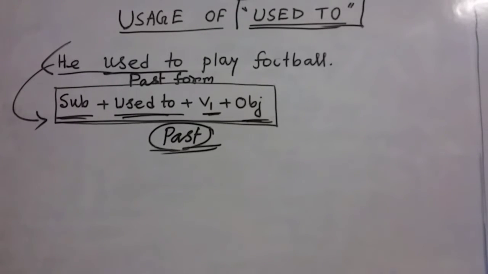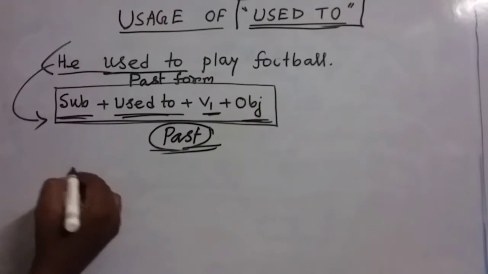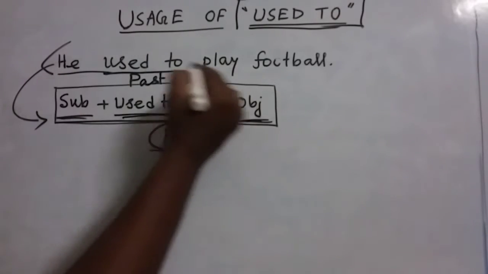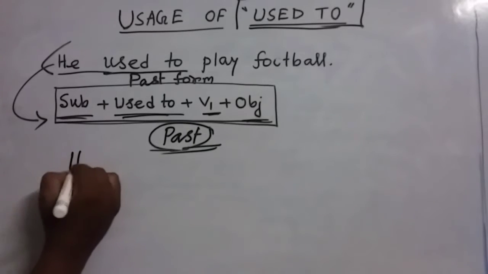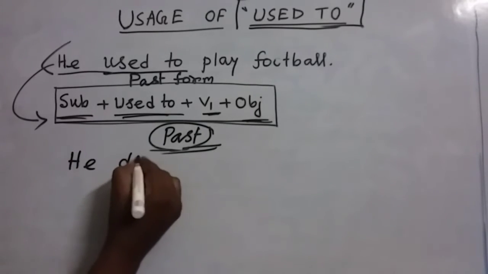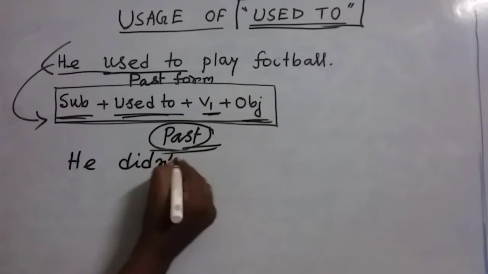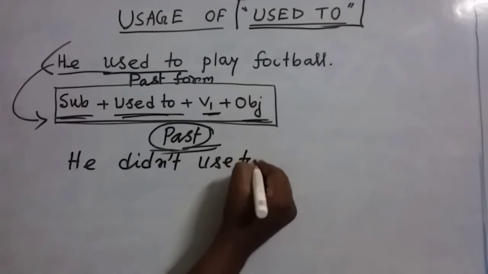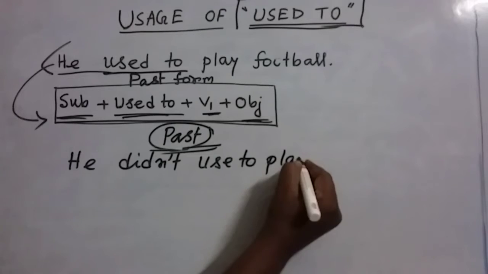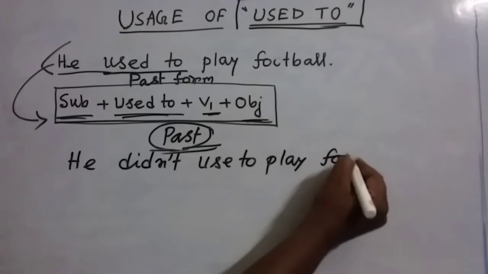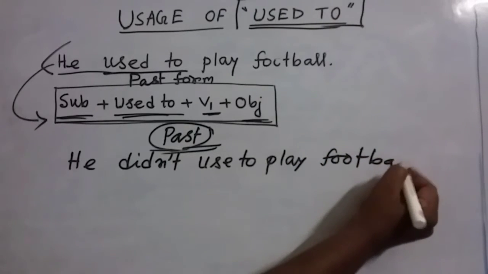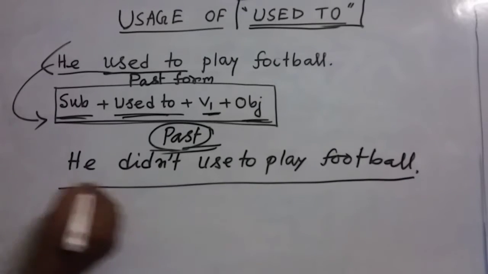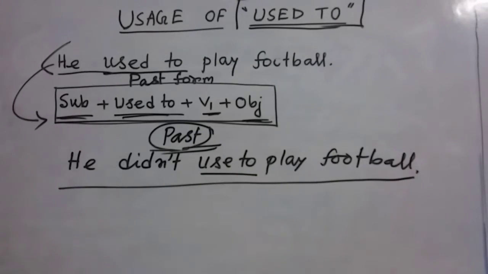So my dear friends, if we wanna make it negative, we have to write it in this way. "He used to play football." We have to write "he didn't", then "use to play football." That means "he didn't use to play football."